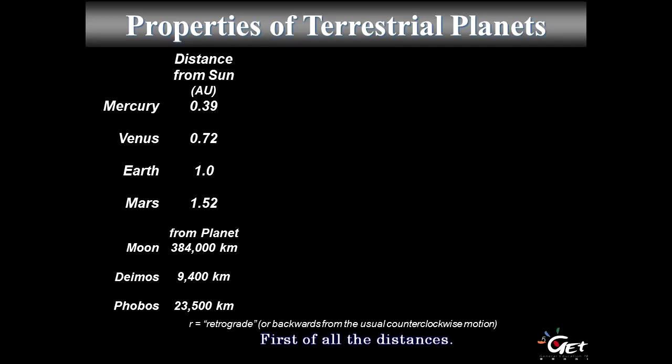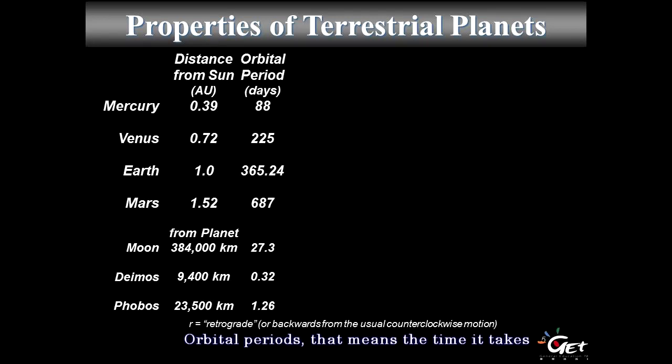First of all, the distances. This is in astronomical units, defined as the mean distance between Earth and the Sun. So Earth is 1 AU, Mercury is 0.4, Venus 0.7, and Mars 1.5. And these are the distances of the moons from the planets they orbit. You know that our Moon is around 384,000 kilometers away from us, and as you can see, Deimos and Phobos are far closer to Mars.